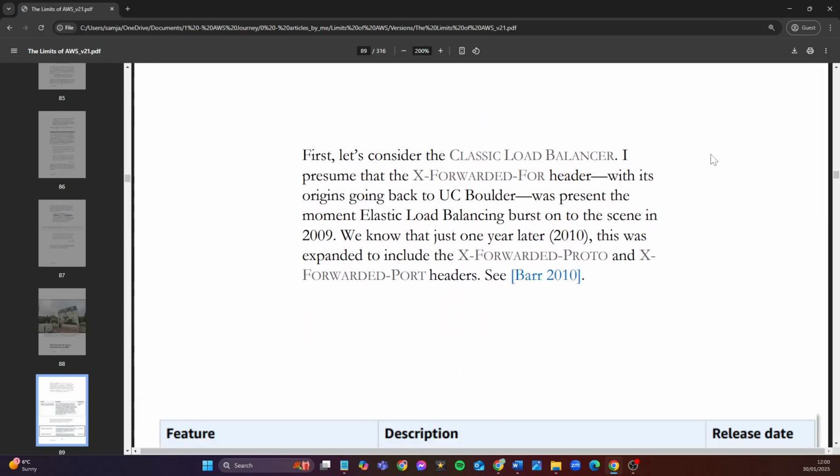How does this all relate to load balancers on AWS? Well, first let's consider the classic load balancer. I presume that the X-Forwarded-For header, with its origins going back to UC Boulder, was present the moment Elastic Load Balancing burst onto the scene in 2009. We know that just 1 year later, in 2010, this was expanded to include the X-Forwarded-Proto for protocol and X-Forwarded-Port headers.